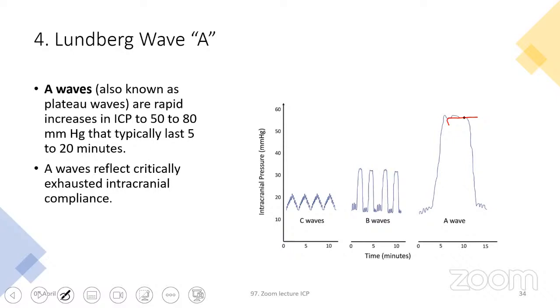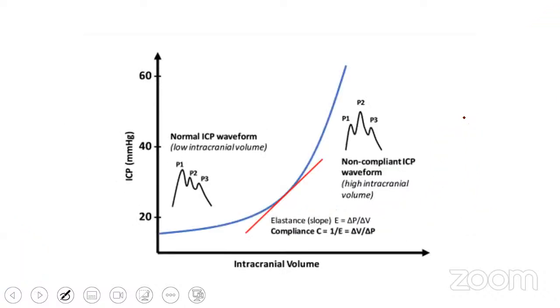And A waves reflect critically exhausted intracranial compliance. So the knowledge of Lundberg A, B, and C is important when we are monitoring ICP in ICU. And you can see the ICP on the y-axis here. You can see the intracranial volume on the x-axis.